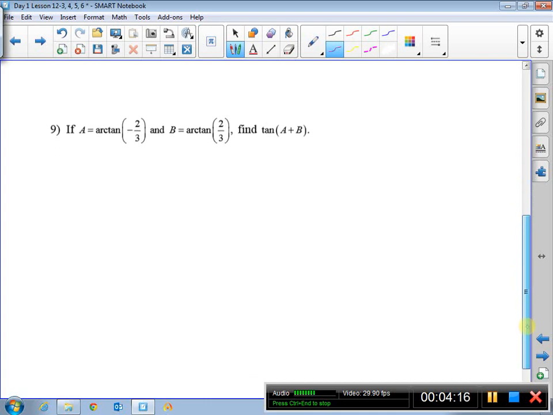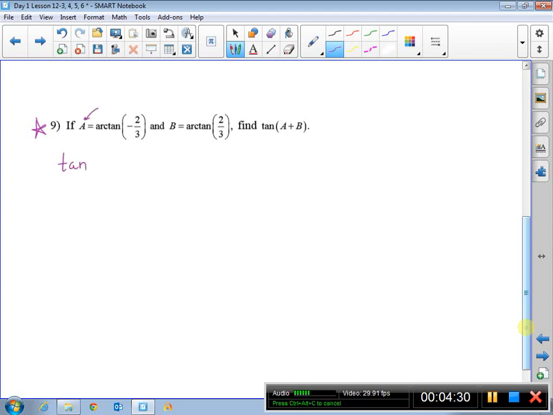All right, and then number 9 was a unique question. This actually was an old Regents question. And I believe I gave you a clue in the notes. It said if A is arctan of negative 2/3, remember that's your angle. And that means the tangent of that angle A is negative 2/3. So flipping this one around, it means the tangent of angle B is positive 2/3. All right. The question is asking us for the tangent of A plus B. Go get the formula.